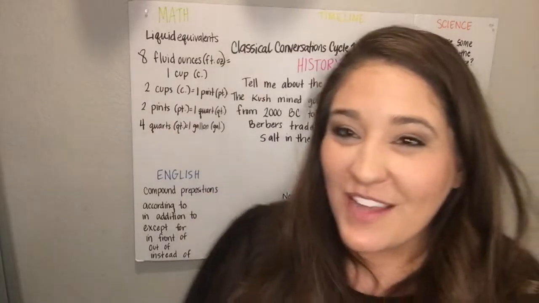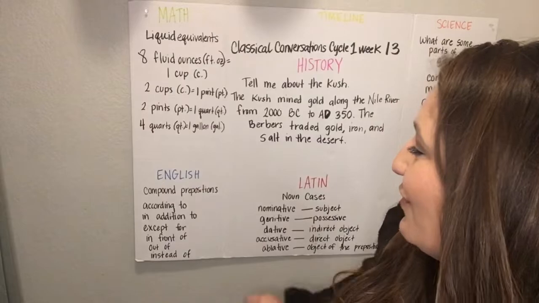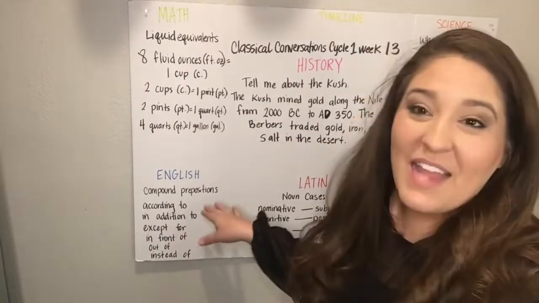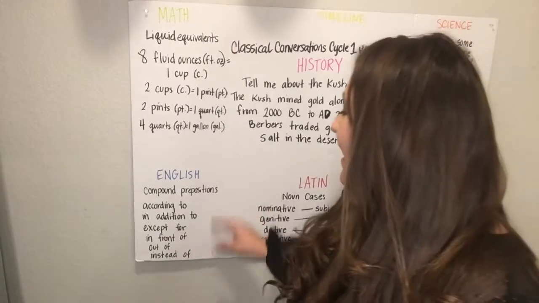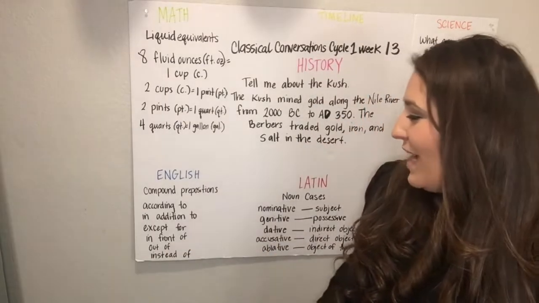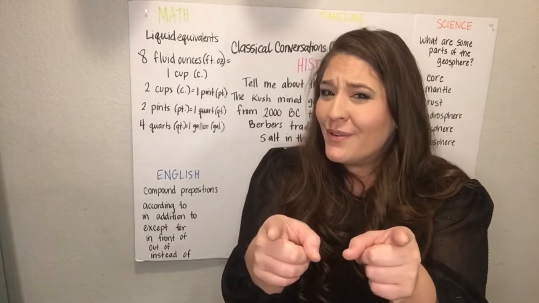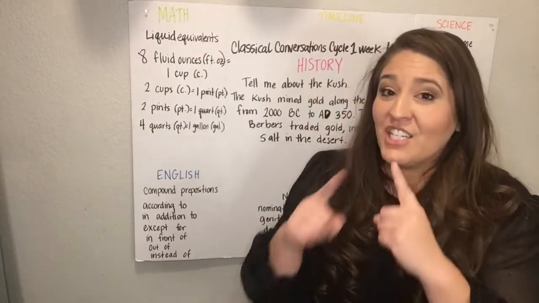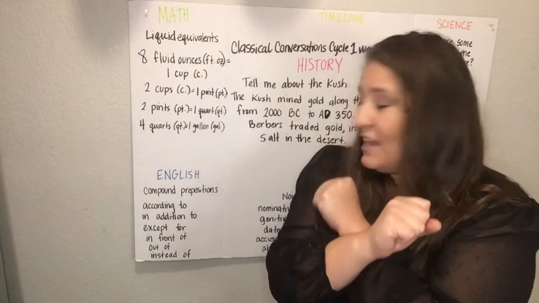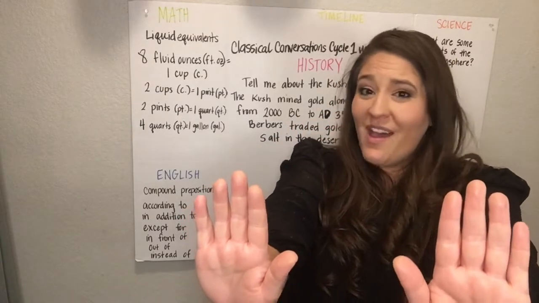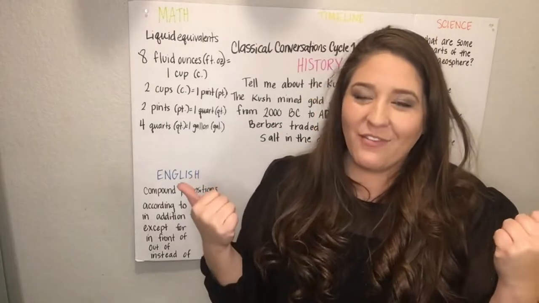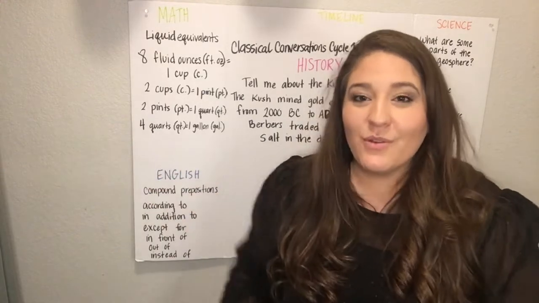All right, so now that we have our liquid equivalents, let's move on to English compound prepositions. So we've been practicing prepositions, but now we're in compound prepositions. And this is the one Nathan decided, which is Rudolph the Red-Nosed Reindeer. So we have according to you, according to you. In addition to, we're going to make a plus sign, and except for, in front of, don't run in front of the bus, out of, get out of the way, instead of. So those are our motions.